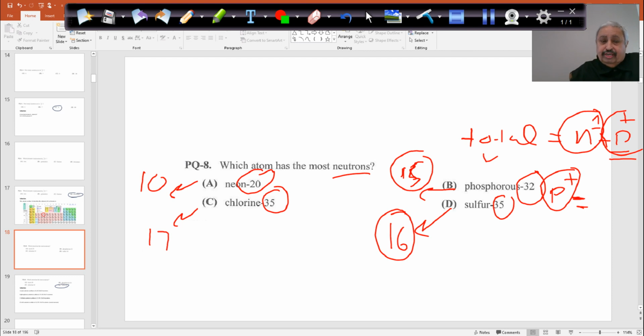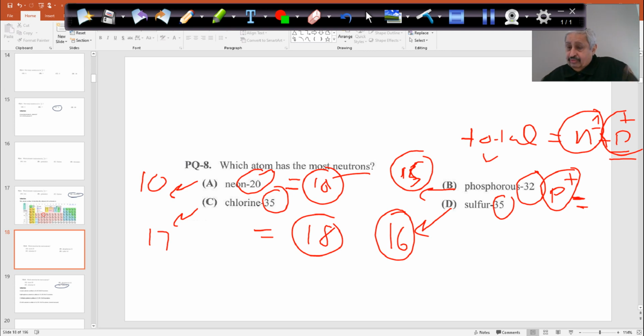Now, 20 minus 10, because that's the total mass, minus the protons will give you the neutrons. 20 minus 10, this is 10 neutrons. 35 minus 17, how many? 18, correct?